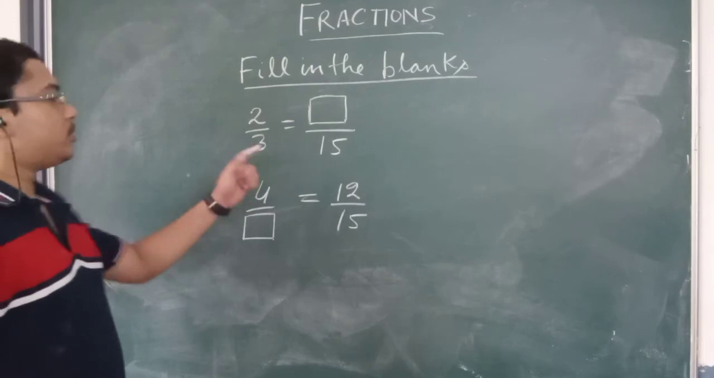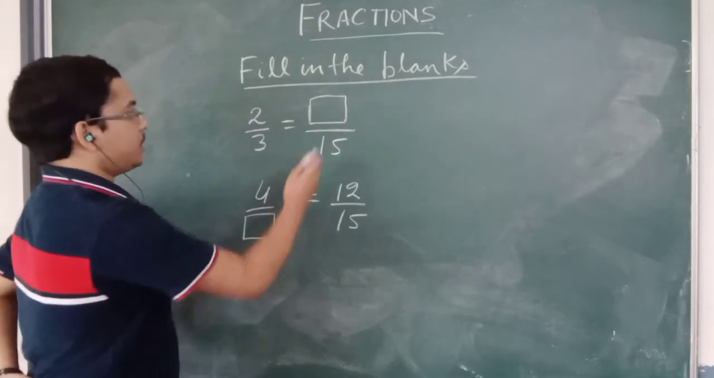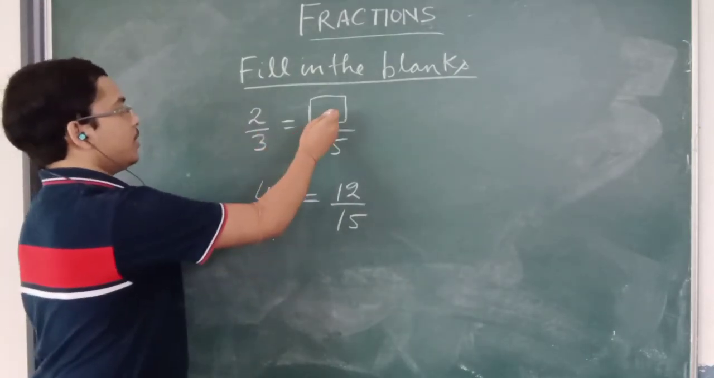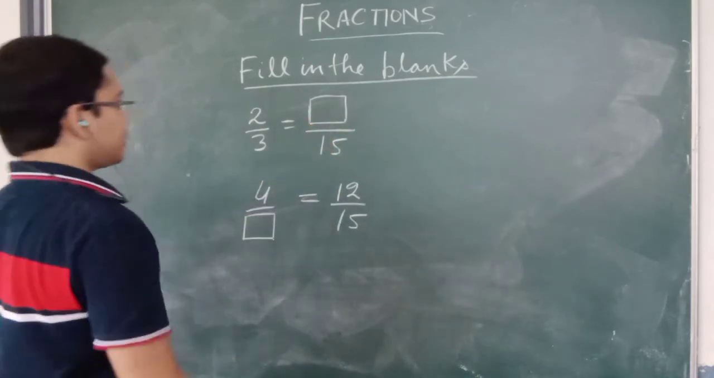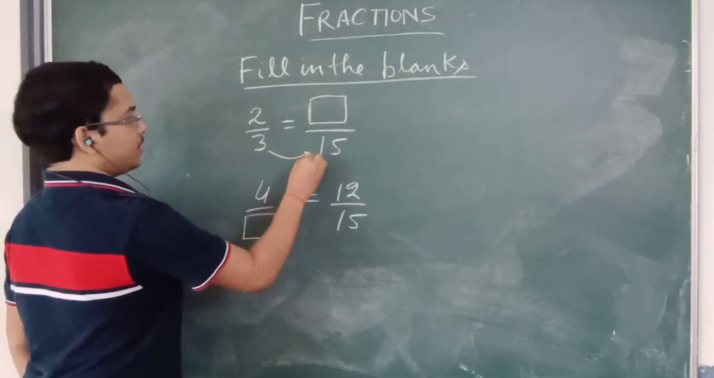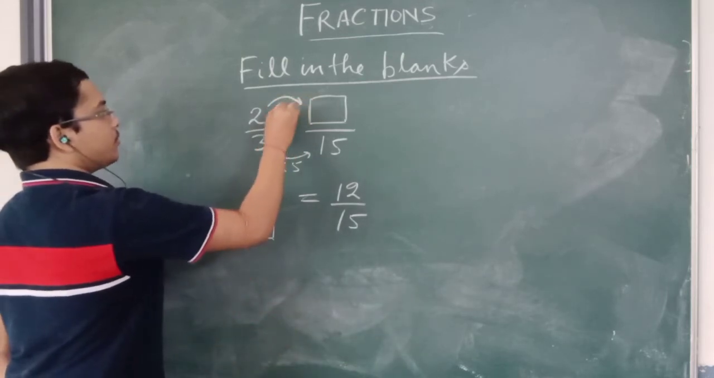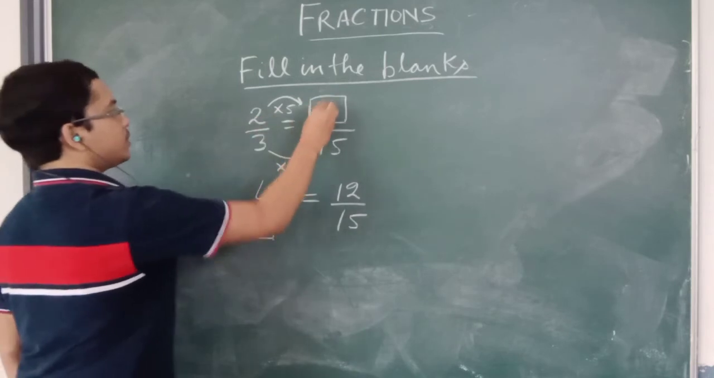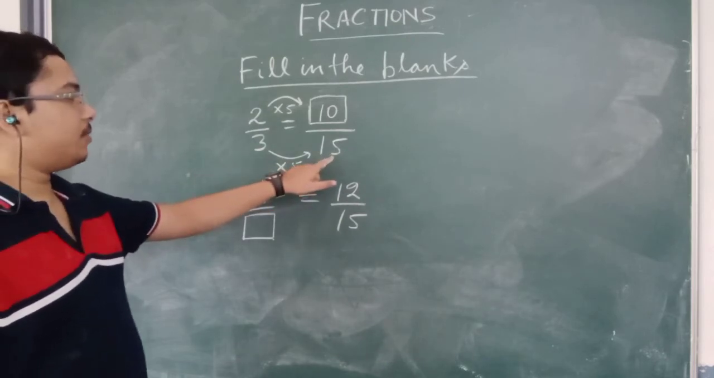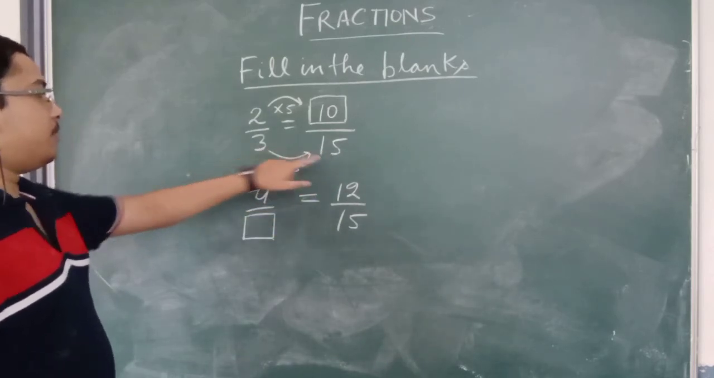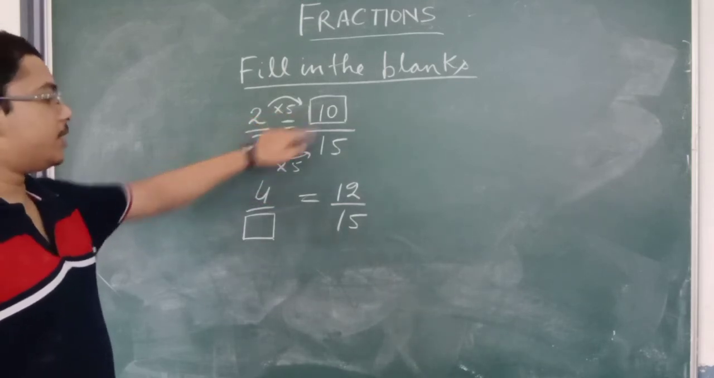Next, let us see how to do this type of problem, that is, replace the blank with the number, fill in the blanks. So 2 by 3 is equal to something by 15. You have to put the appropriate value here. 3 multiplied by what is 15? 3 into 5 is 15. That means on the top also you have to multiply with 5. So this becomes 5 into 2 is 10. You divide 15 by 3, you get 5, so that much you multiply the top also. 2 into 5 you get 10.